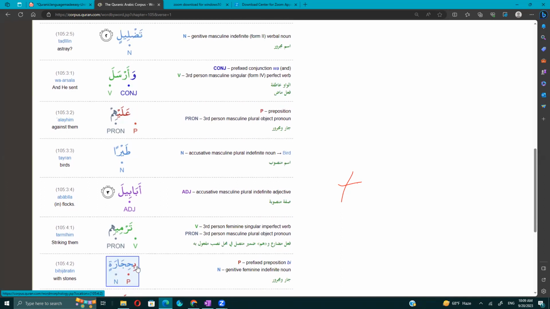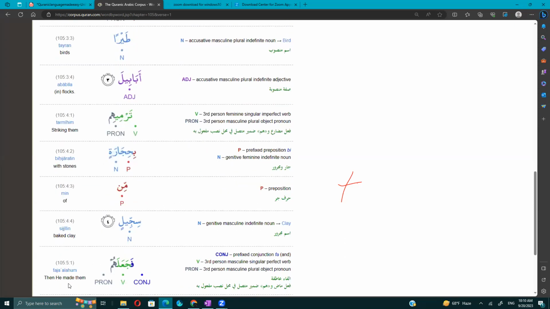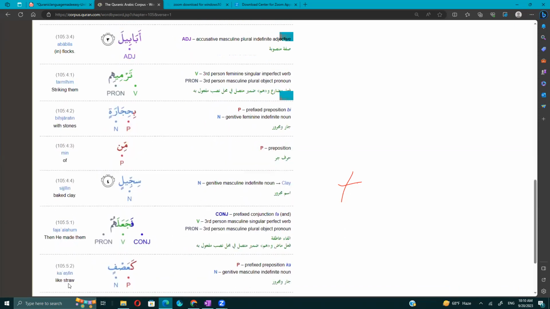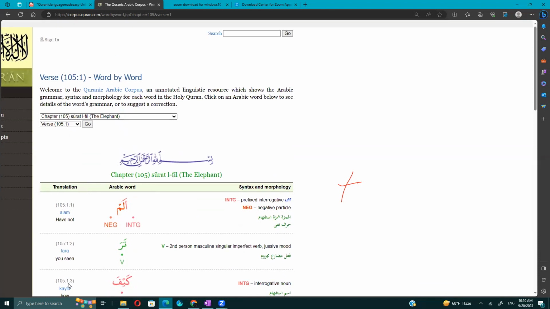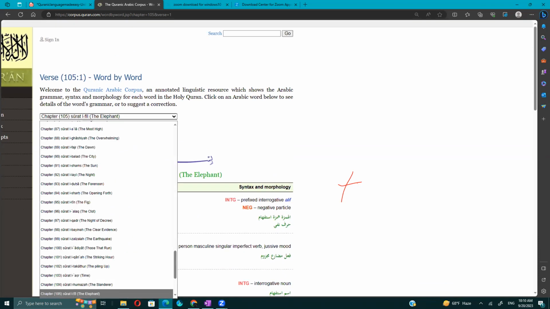Bihijaratim, right? B plus what is the effect of B? Hijaratun. It was hijaratun. Now it became hijaratin because of the huruful jar B. B hijaratin is with stones. Hijaratun, hajar, right? Hajar is the stone. Very good.